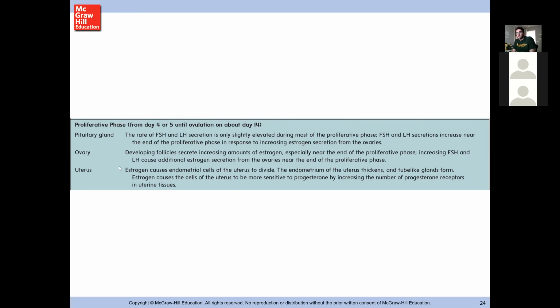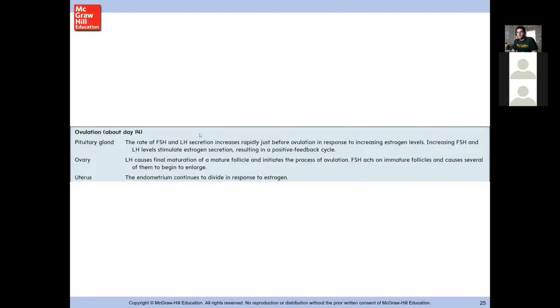Then the estrogen causes endometrial cells of the uterus to divide, preparing a new endometrial lining. The endometrium of the uterus thickens and tube-like glands form. The estrogen will cause cells of the uterus to be more sensitive to progesterone by increasing the number of progesterone receptors in uterine tissues. Okay.